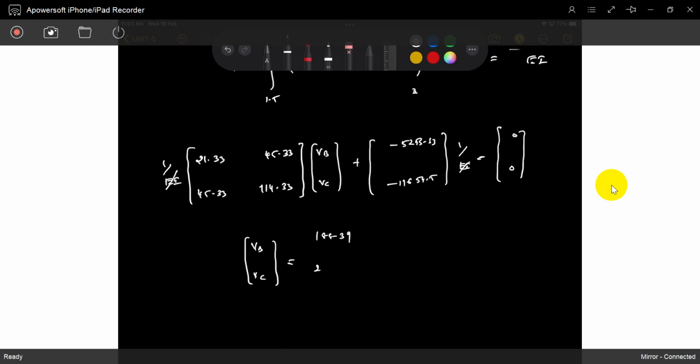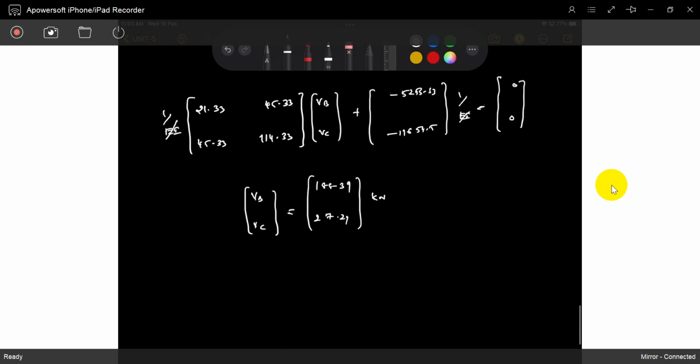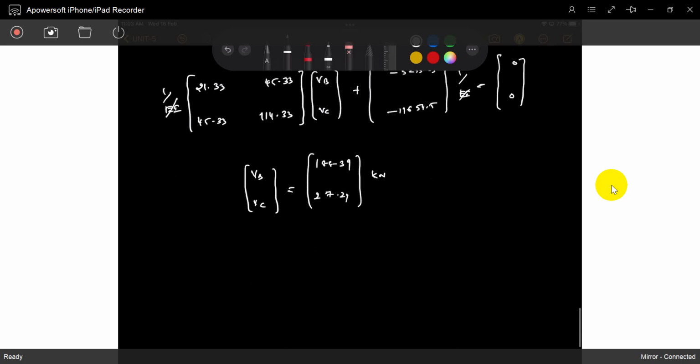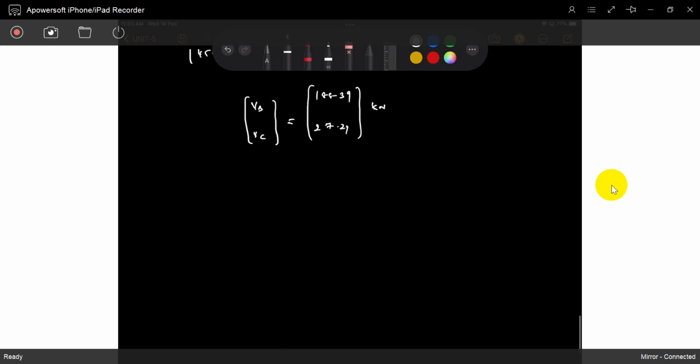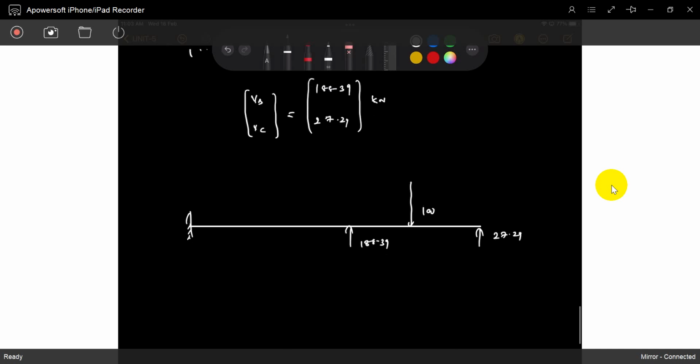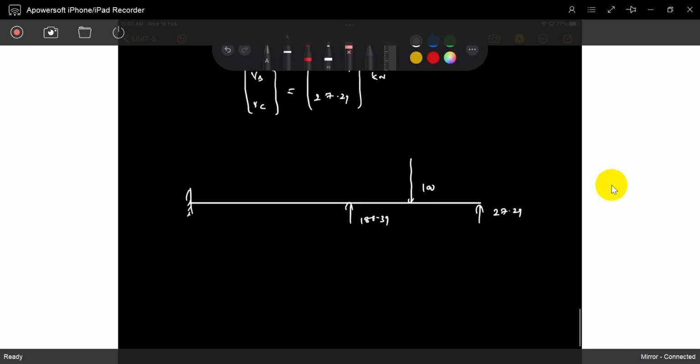188.39, 27.24 kilonewtons. That's it. So once you got it, you can write on the free bodies. This is 27.29, this is 188.39, this is 100. Those two unknowns, once you got those two, you can write down free bodies.